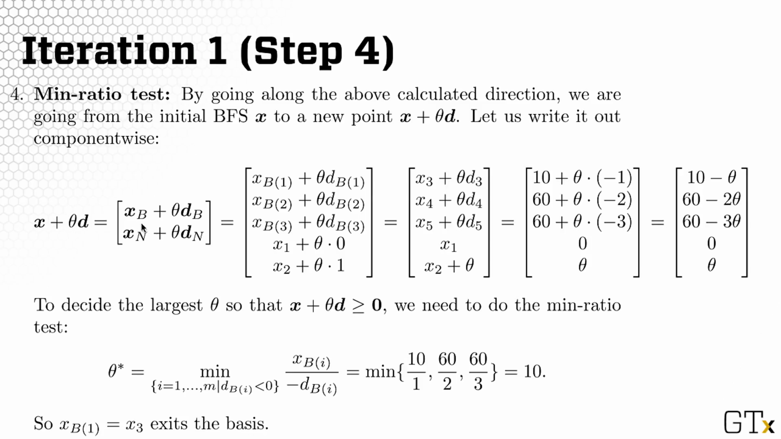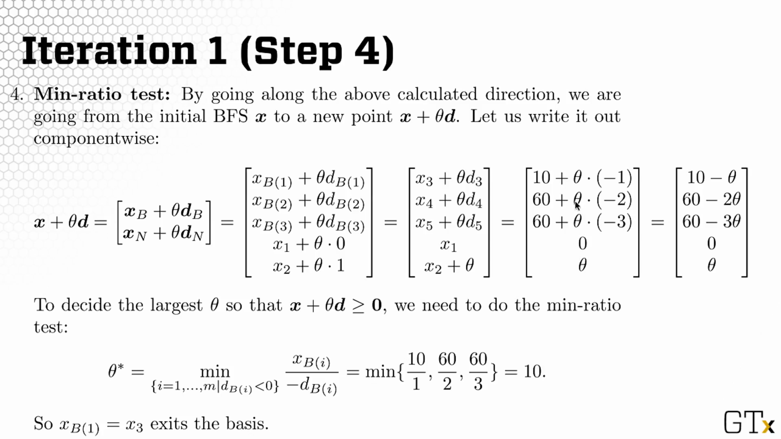x is the current basic feasible solution. So x_B1, x_B2, x_B3, these are the three components of the basic variables, which are x3, x4, x5. Remember, B1 is the first column of the basis matrix, which is A3, the third column, which corresponds to x3. So x3 plus theta d3, x4 plus theta d4, x5 plus theta d5 will give us 10, 60, 60 plus theta times -1, theta times -2, theta times -3. So we can see that if theta is too big, these components can become negative, meaning infeasible.